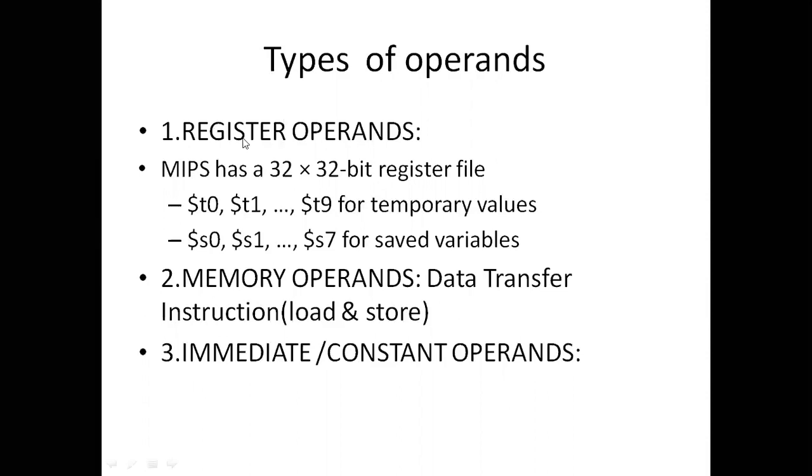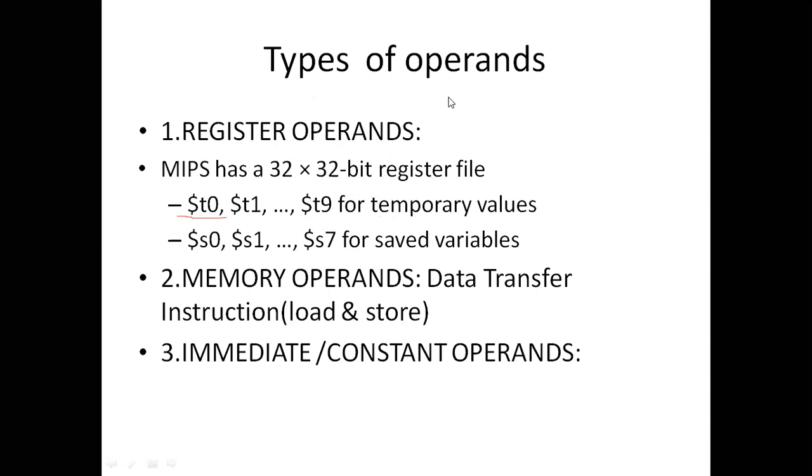Okay. So the register operands can be represented in two ways. One is by using the T variable, another one is by using the S variable. The variable T, that is the T operands, represent the temporary variables or the temporary values. Okay. The operand S refers the saved variables. It is used to represent the value of the saved variables.